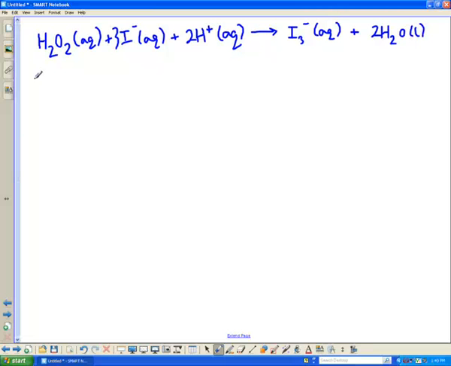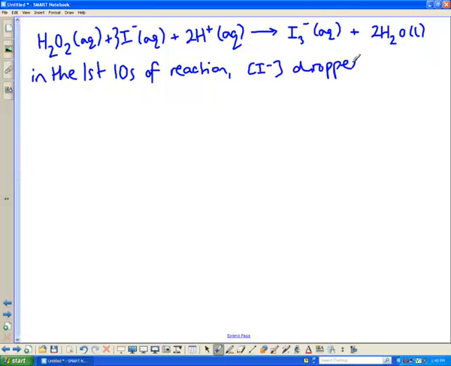And then a little bit of information. In the first 10 seconds of the reaction, the concentration of iodine dropped, as you would expect, because iodine is a reagent, dropped from 1.00 molar to 0.868 molar. Alright, so that's the information that we have.